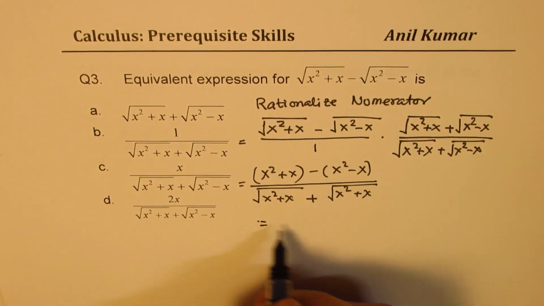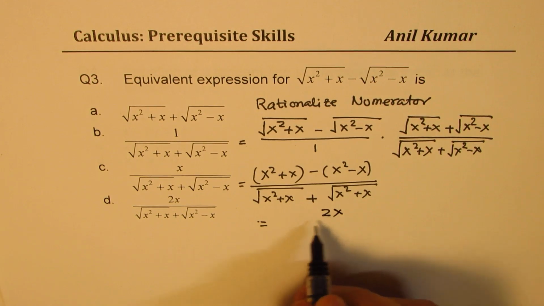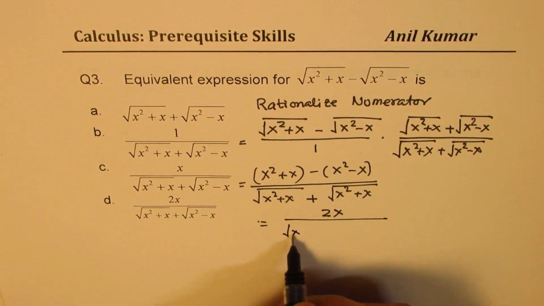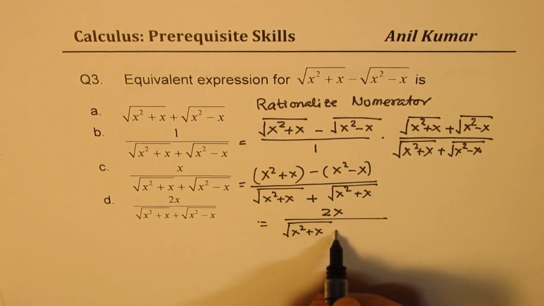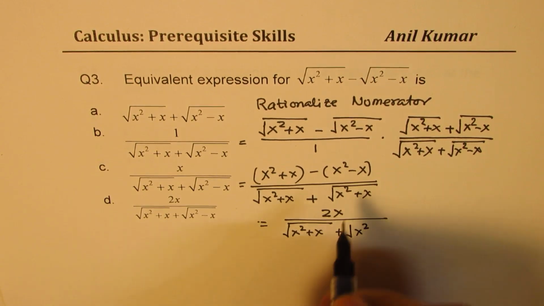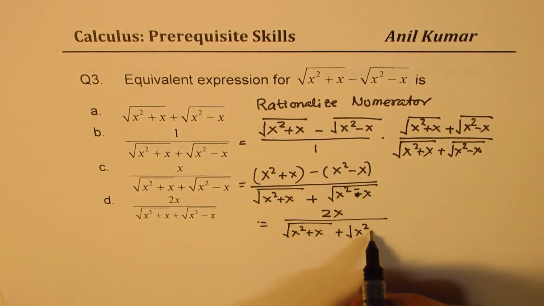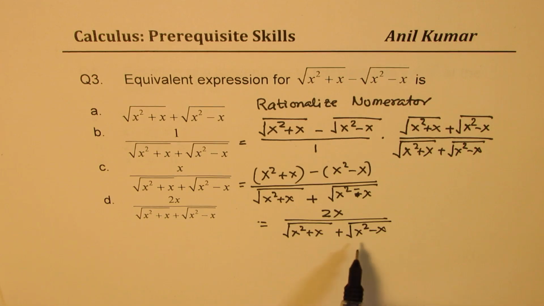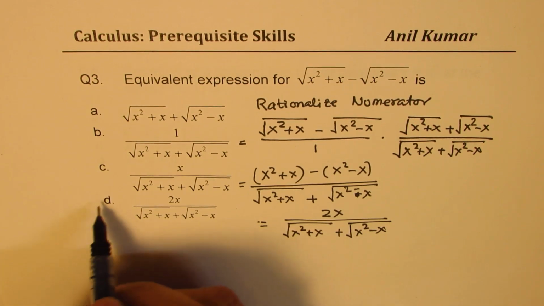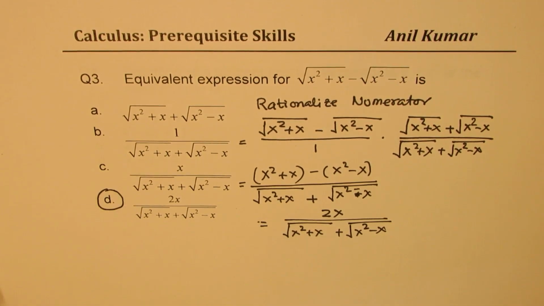So you can now simplify and you get 2x over square root of x squared plus x plus square root of x squared, I'm sorry, this was minus x, correct? So that is what you get, which matches with your option D, correct? So here we rationalize the numerator to find the answer.